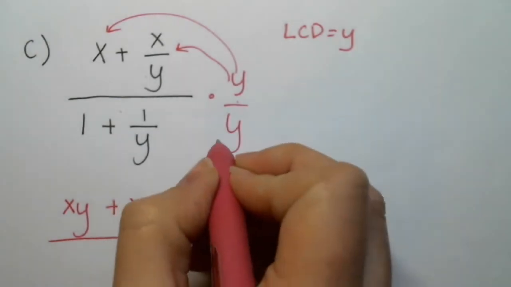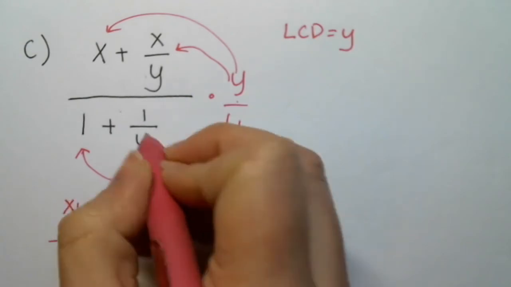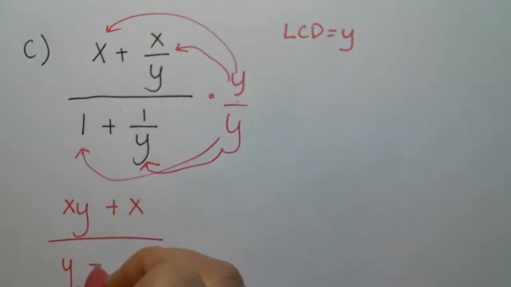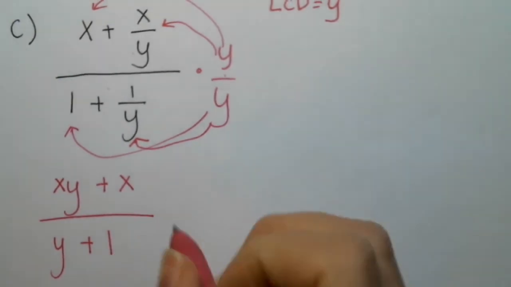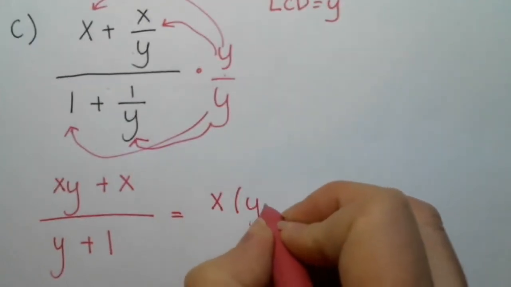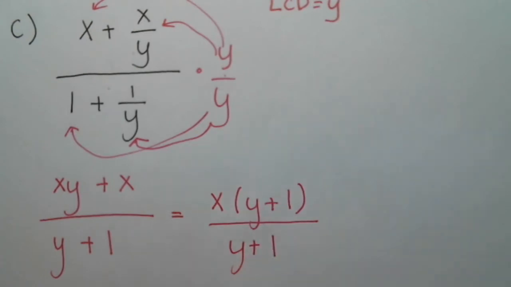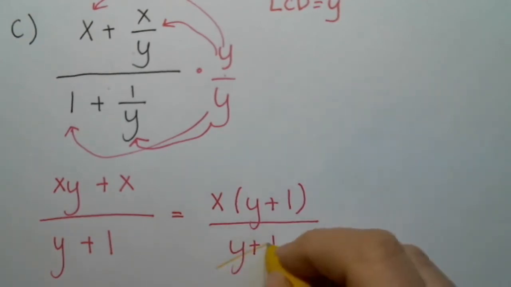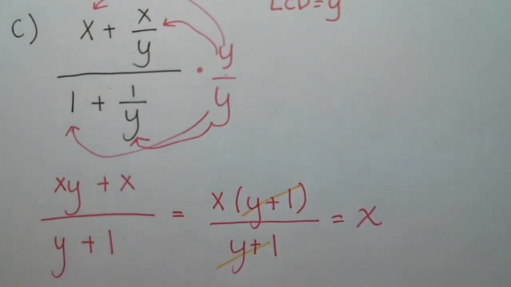In the denominator here, I get 1 times y, or y. And here I get 1 over y times y, which is 1. Now I can continue simplifying by factoring out an x in the numerator. My y plus 1 factors cancel, and my answer is just x. So you can see that these really do simplify quite a bit.